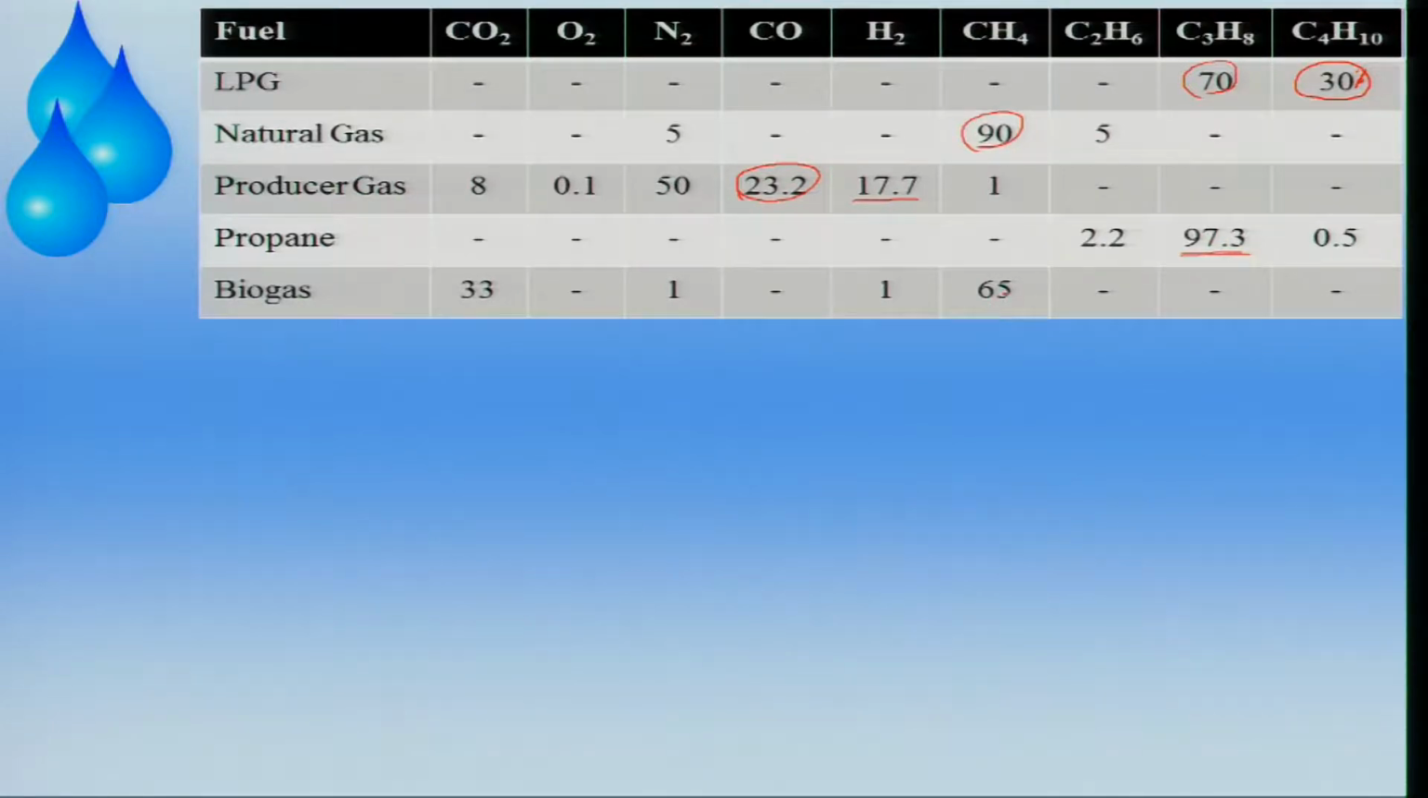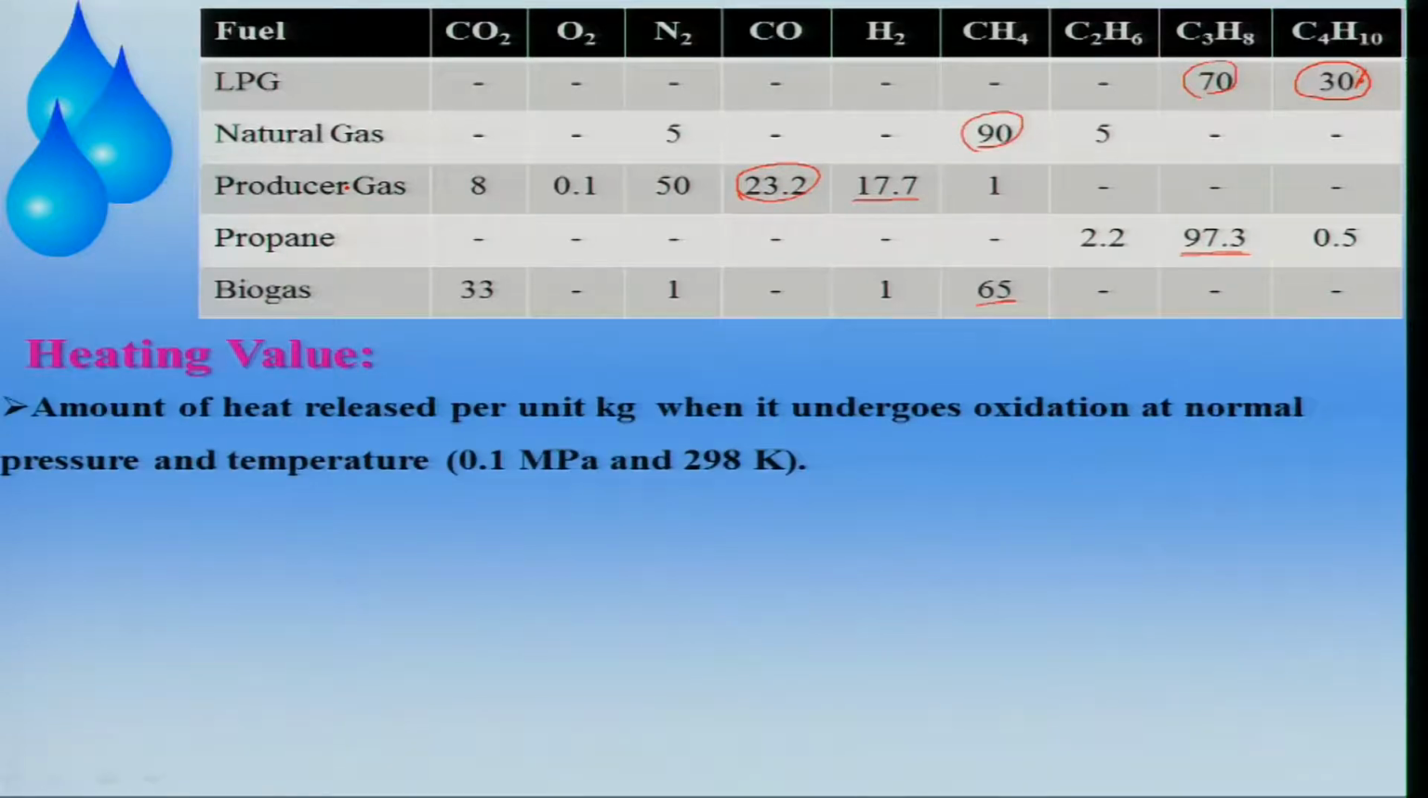Biogas contains mostly methane, and therefore the calorific values of biogas and producer gas are quite low as compared to natural gas or LPG, which we will see a little later on. So, the heating value is the amount of heat released per unit kg when the fuel undergoes oxidation at normal pressure and temperature, which is very important.